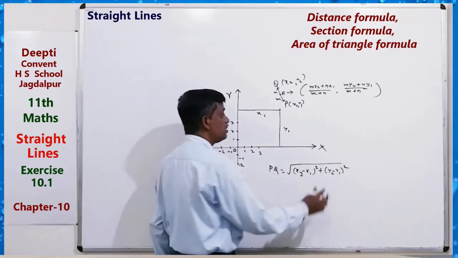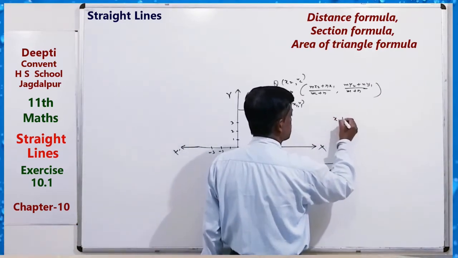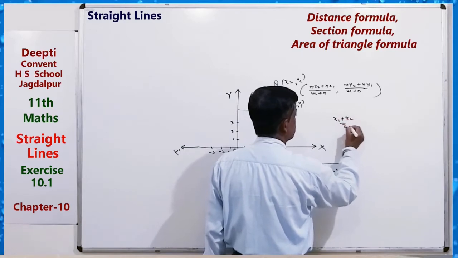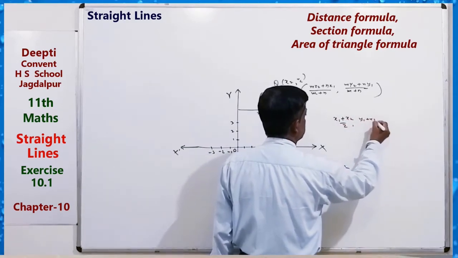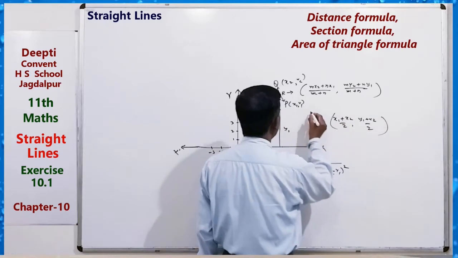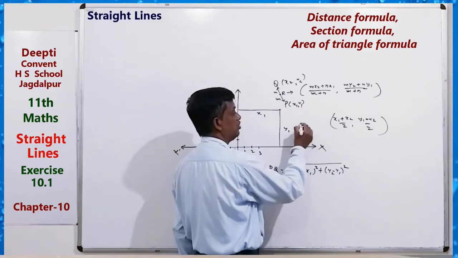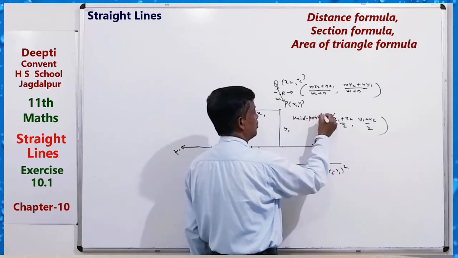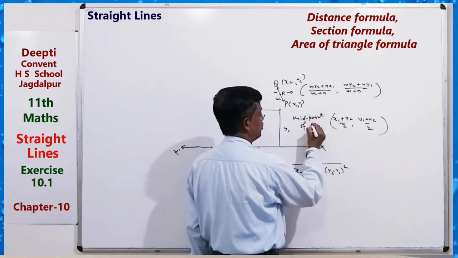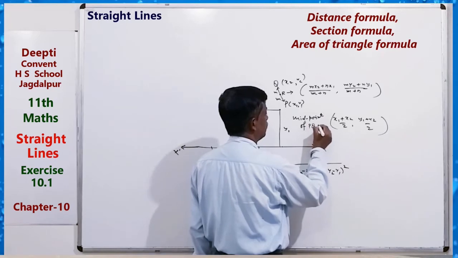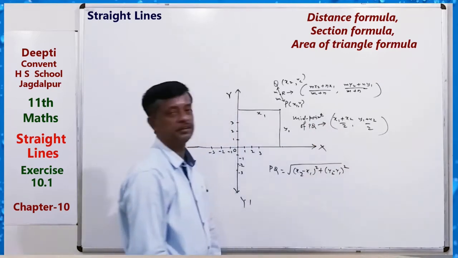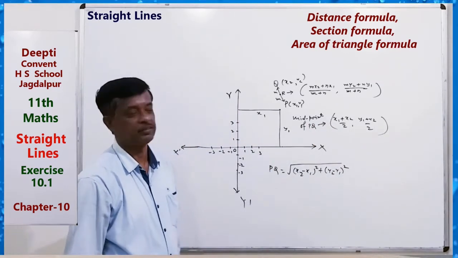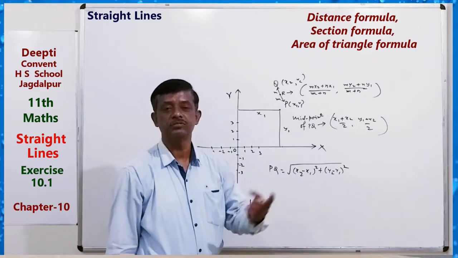The midpoint formula you know: (x1 plus x2) by 2 and (y1 plus y2) by 2. This is the midpoint of PQ. It is the same as the section formula with the ratio m and n equal.